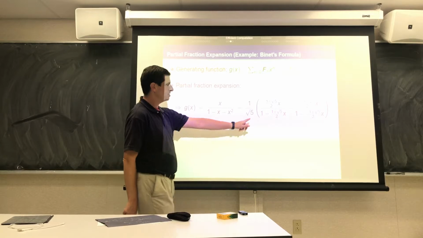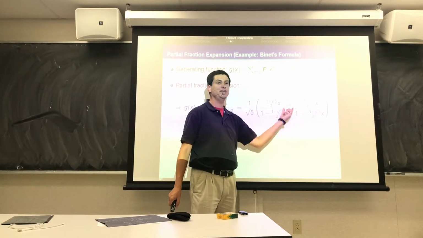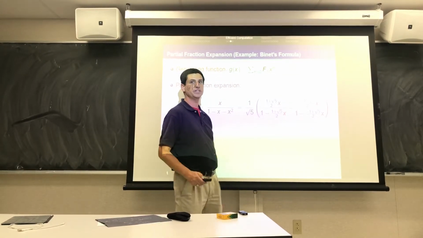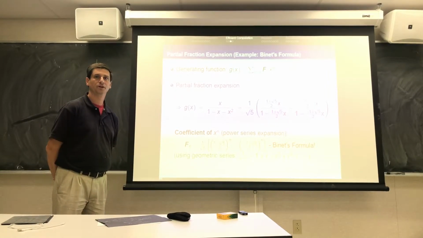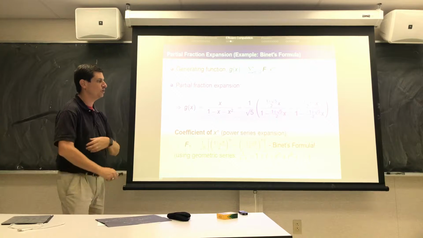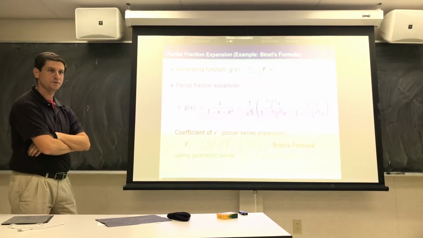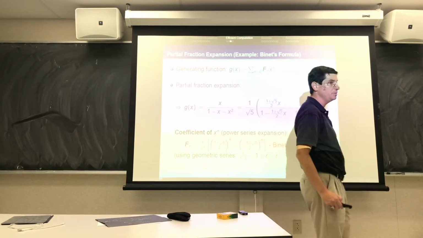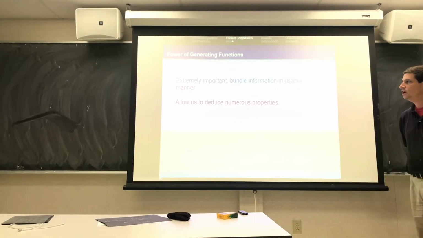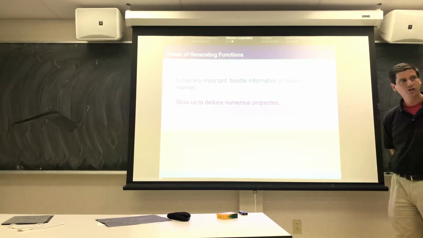If we do a partial fraction expansion, now we have 2 linear factors, and when I use the geometric series, everything is nice. And you will end up getting Binet's formula. So this can be used to solve a variety of problems, not just Fibonacci's, and it gives us a closed form solution. I can jump to the billionth Fibonacci number if I want. All right, so generating functions are wonderful.